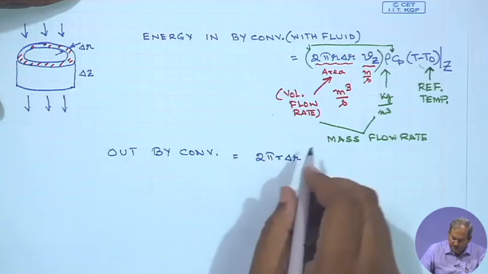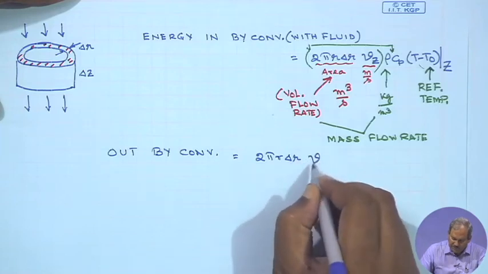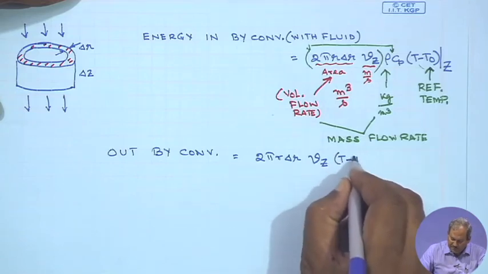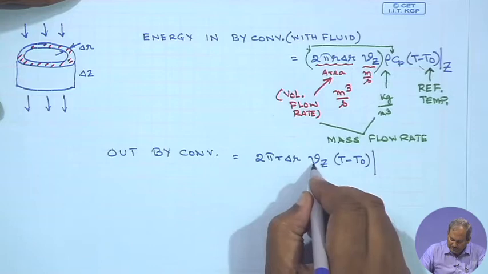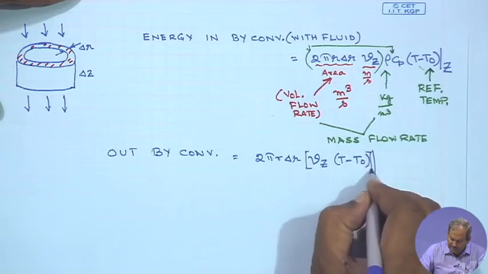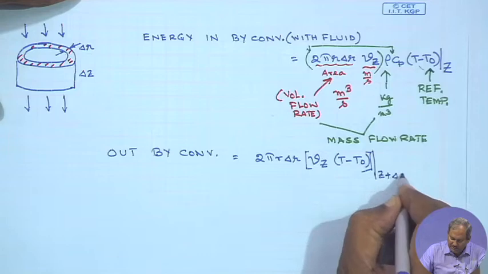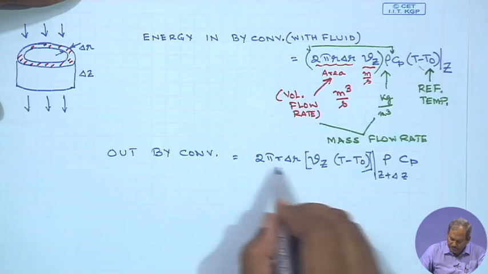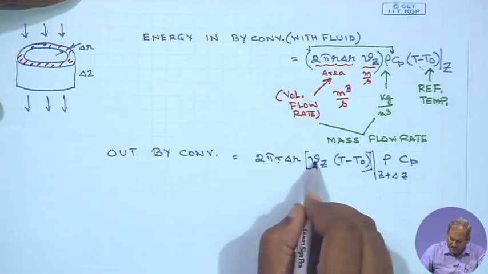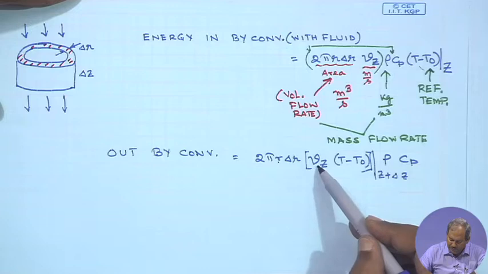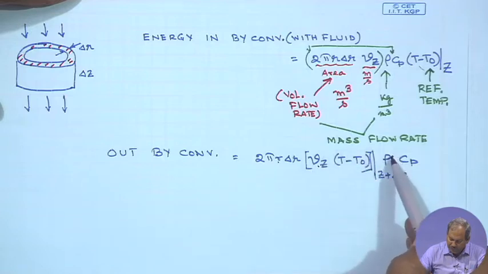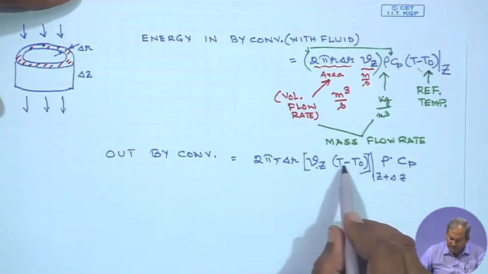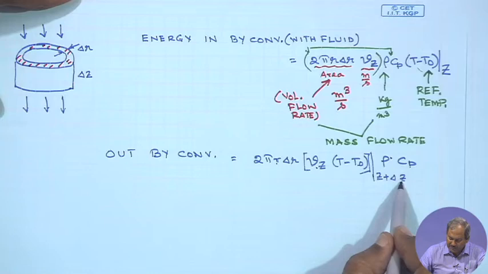the same area, twice pi r times delta r, this velocity which is Vz, the temperature difference which is T minus T naught, the entire thing evaluated at Z plus delta Z, and we also have the rho and Cp. So, twice pi r delta r Vz would be the volumetric flow rate, multiplied with rho you get the mass flow rate, and then Cp delta T. However, this T minus T naught is evaluated at Z plus delta Z.